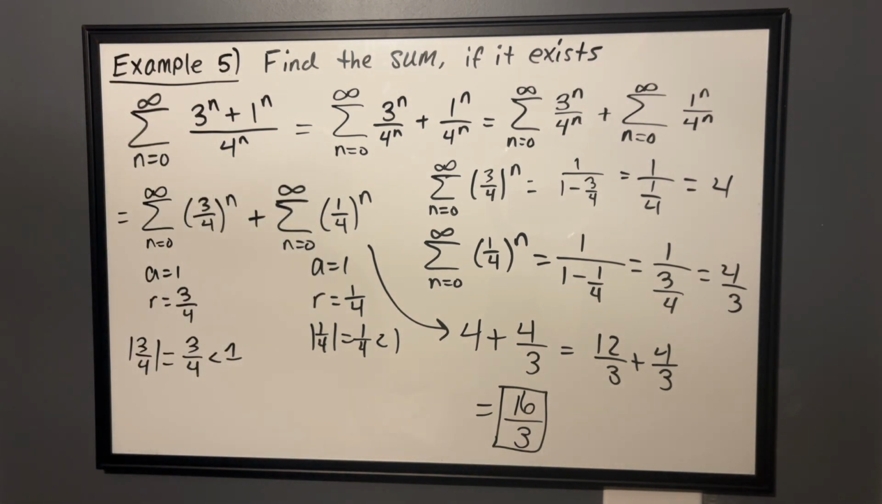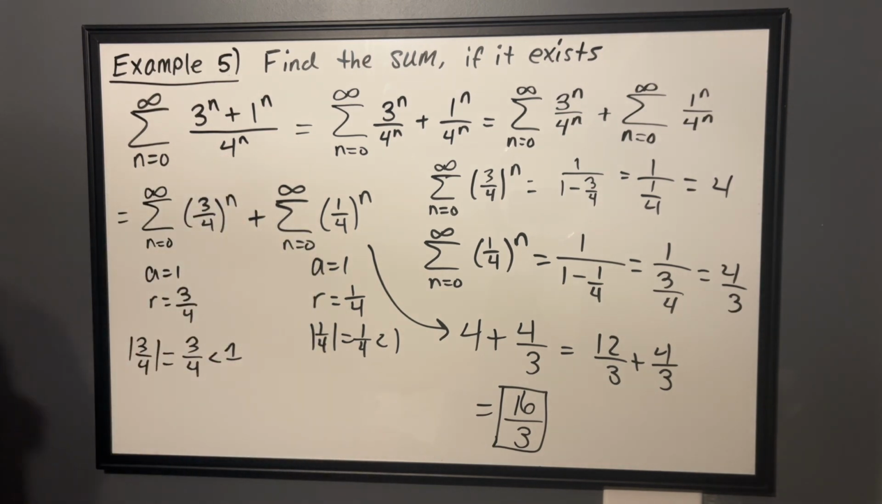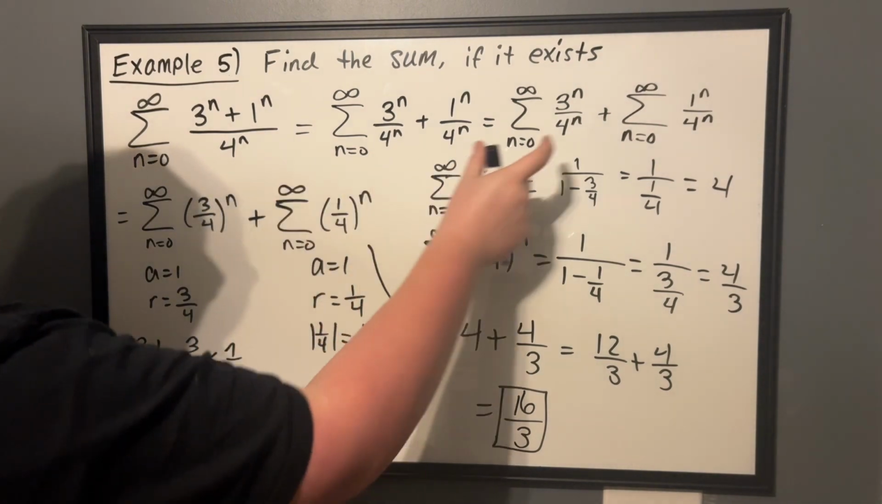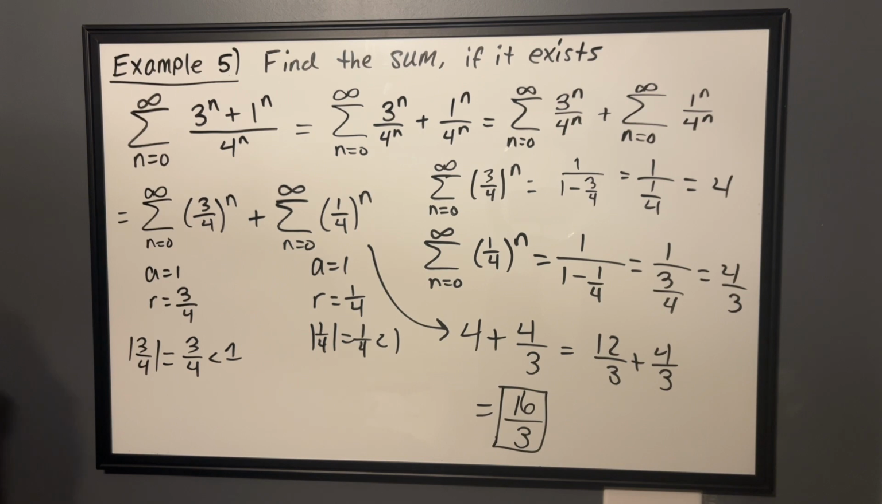So this one is a little bit tricky because if you don't know how to split this up, it's not directly in the form of geometric series. So we do need to do 2 of them, right? And then we're going to evaluate them separately and combine them together. So yeah, that's it for this video. This is kind of the basics for geometric series.